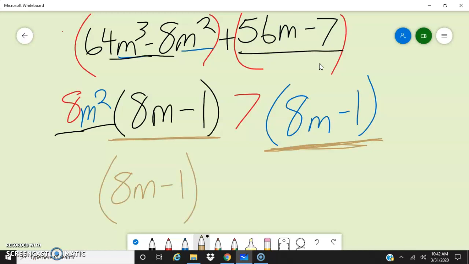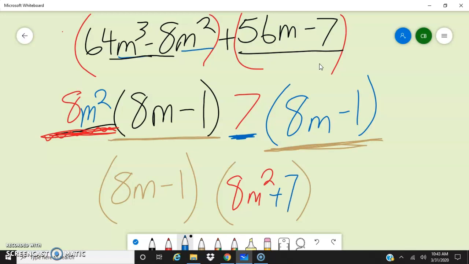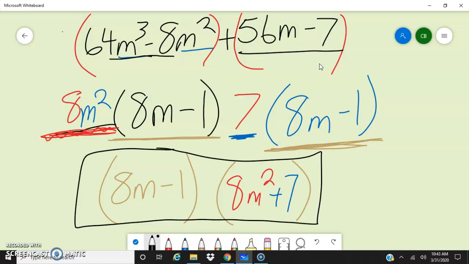Okay, and now we know that there's going to be another set of parentheses, but where does that come from? Well, what did we factor out right here at the beginning? We factored out an 8m squared. So that's going to just come down here, 8m squared. And then over here, we factored out a 7 from the second set of parentheses, right? So then that positive 7 comes down here. And this is going to be your final answer.